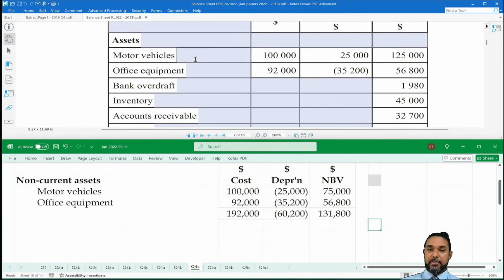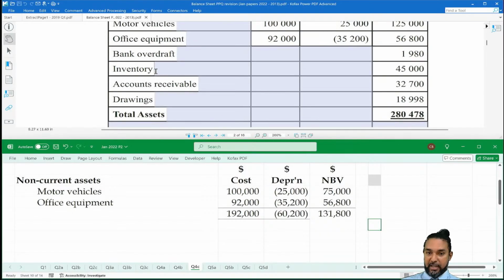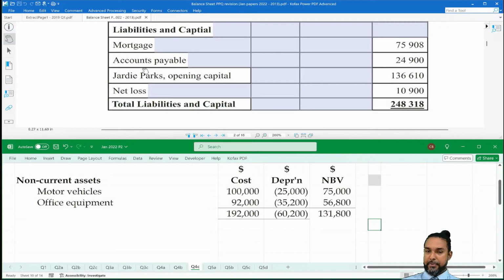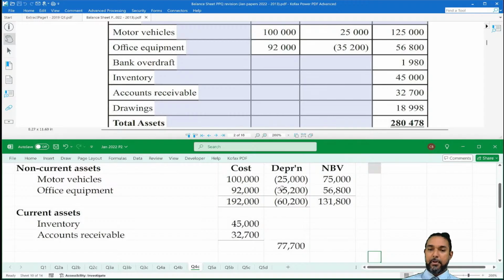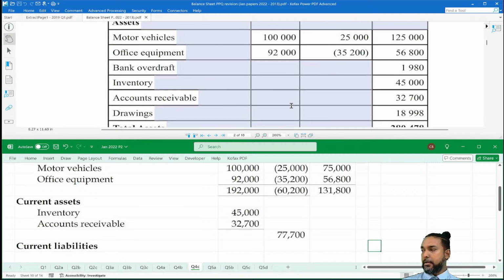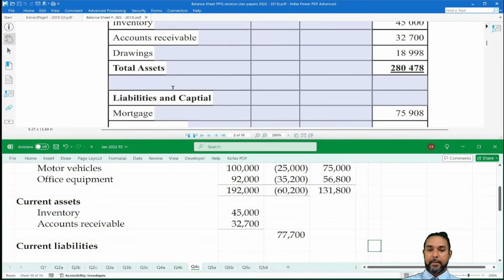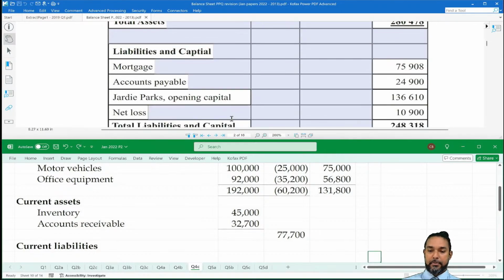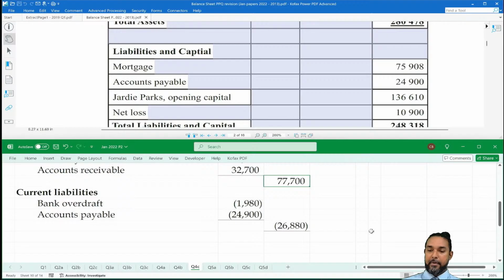Now, bank overdraft is not an asset. Neither is drawings, right? Accounts receivable, yes. Inventory, yes. Nothing else down here. All right, so current assets: inventory, accounts receivable. Now, let's show the net working capital. Sorry. So we need the overdraft and the accounts payable. You add those two things together, you get 26,880. You subtract it from this item here, and you get 50,820. Right.